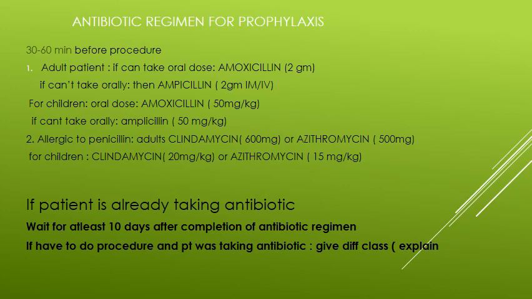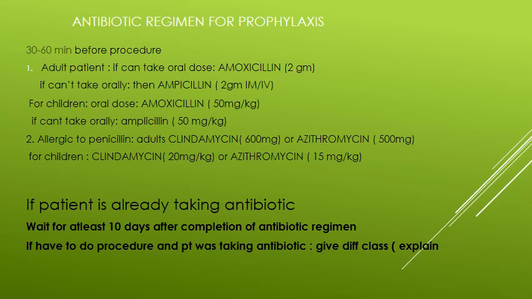Now, what is the antibiotic regimen for prophylaxis? We know it is different from the regular prescription of antibiotics. First of all, these are given 30 to 60 minutes before any procedure. Now, if we have an adult patient and he can take the oral dose, then we will give him amoxicillin 2 grams 30 or 60 minutes before the procedure. And if that patient cannot take it orally, let's say he's unconscious or he cannot take oral medicine, then ampicillin 2 grams IM or IV.